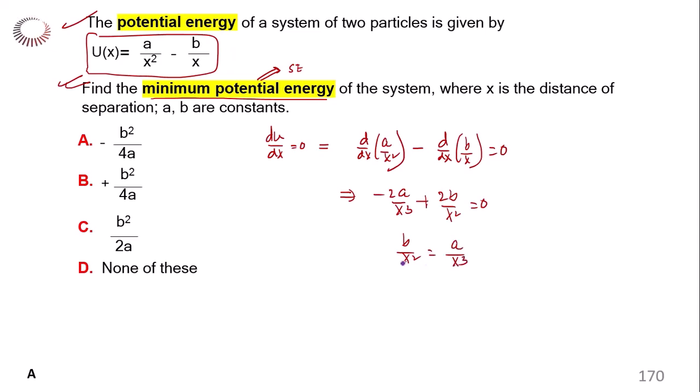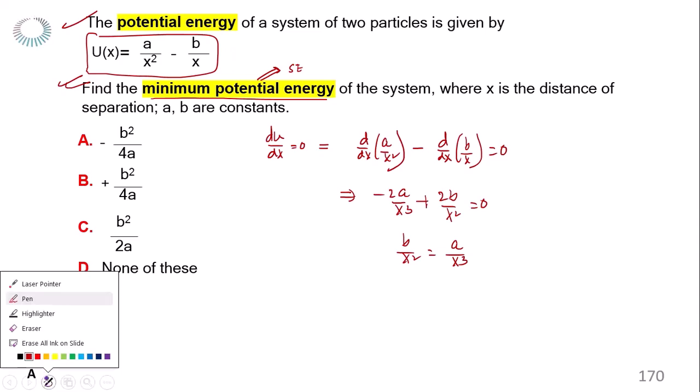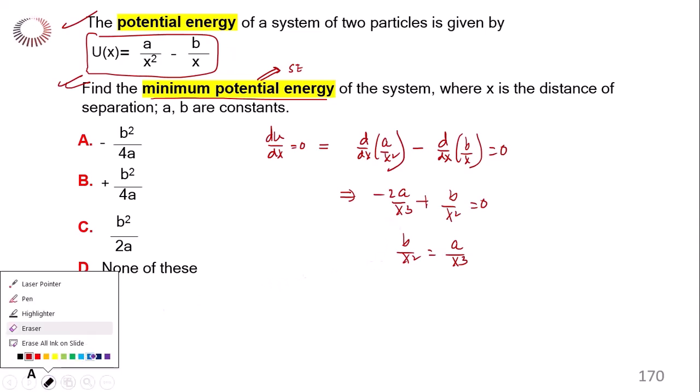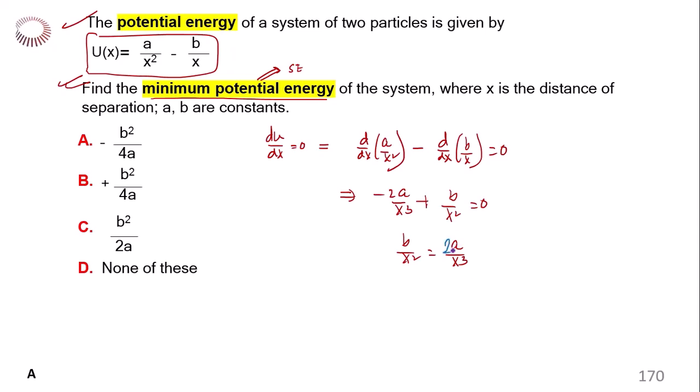Okay, so here there will be no 2. It's a minus 1, so there will be no 2. So 2a is there. Okay. So ultimately what I am getting, x should be equal to 2a by b. Okay. So at x equals 2a by b, the potential energy is minimum.